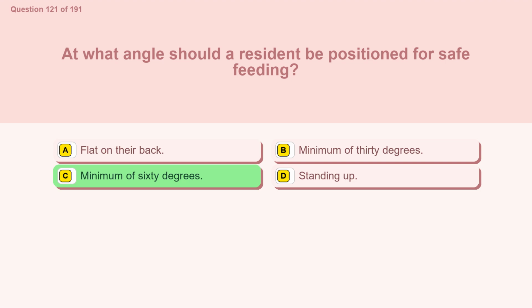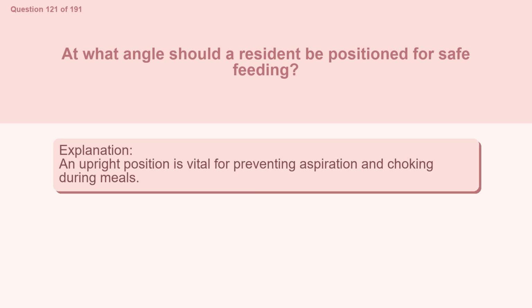The correct answer is option C, minimum of 60 degrees. An upright position is vital for preventing aspiration and choking during meals.